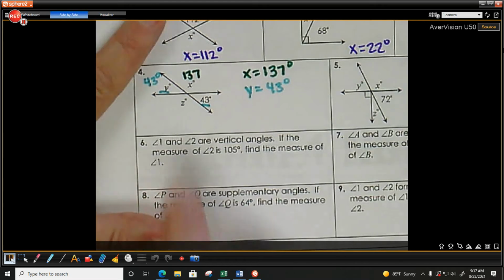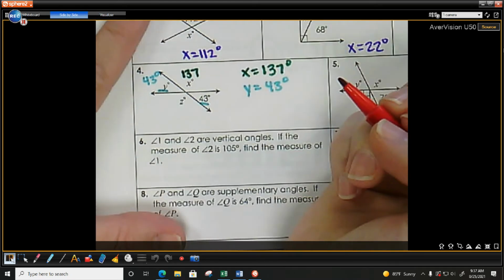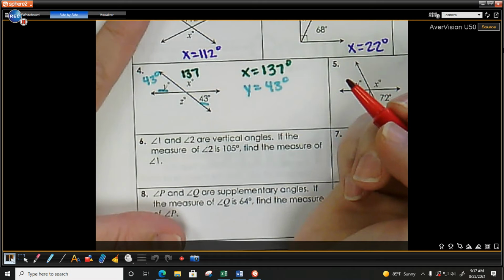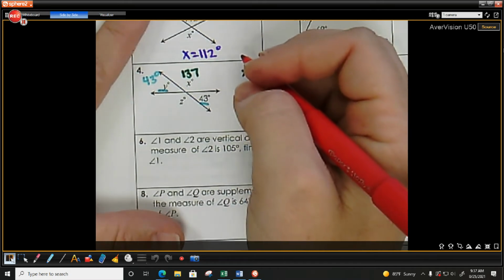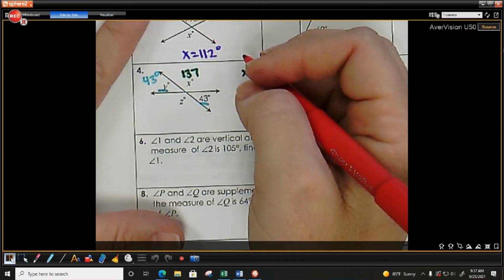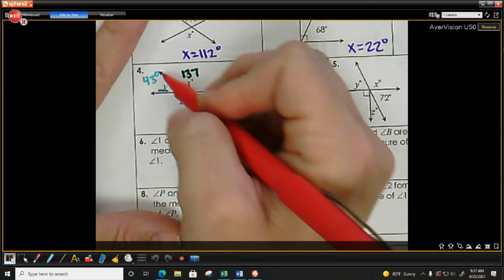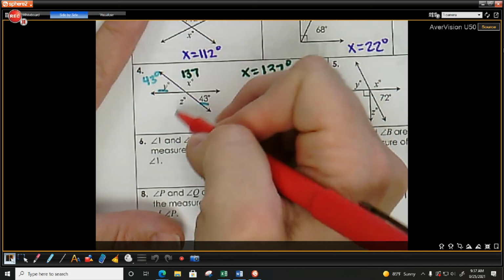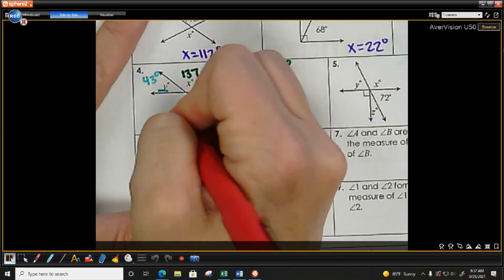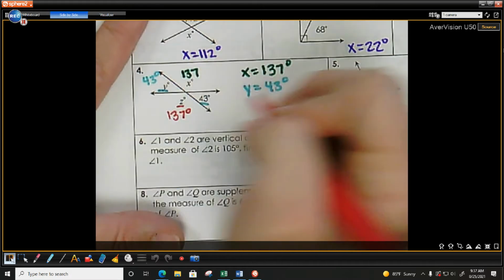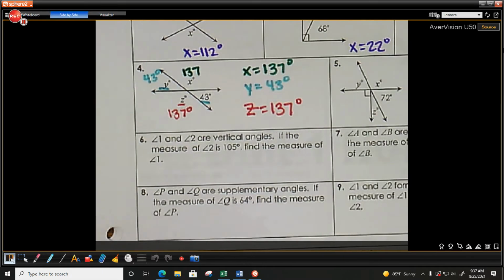So then how can I now figure out z? Easiest way, guys. They're what? They're vertical angles. 2 intersecting lines, angles opposite, are vertical, meaning they are congruent. So this is also 137 degrees. And then we're done. We have x, y, z.